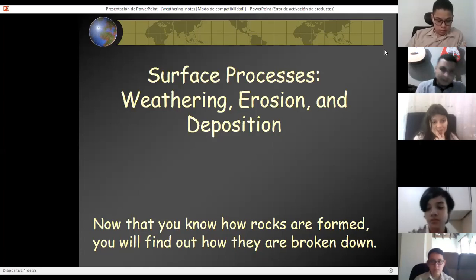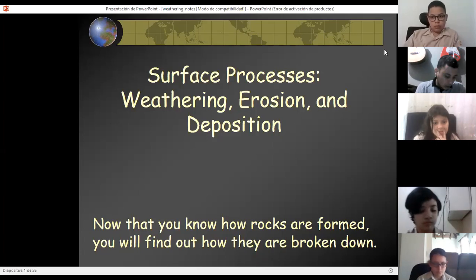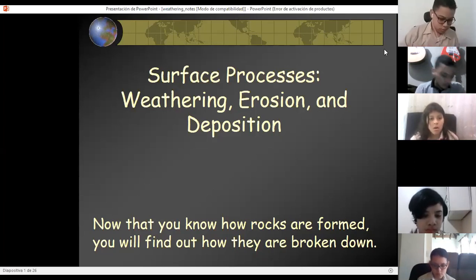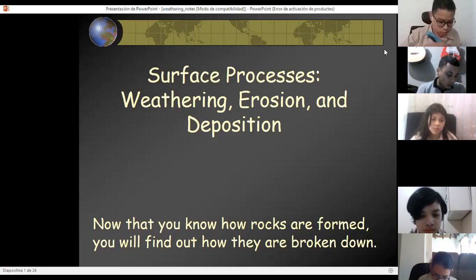Okay, another important part that you need to enclose there is that weathering and erosion can take millions of years to break down the rocks, right? That part, I repeat, enclose or mark the part that says weathering and erosion can take millions of years to break down and wear away huge mountains.